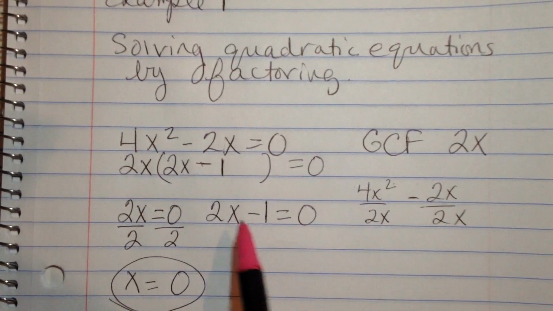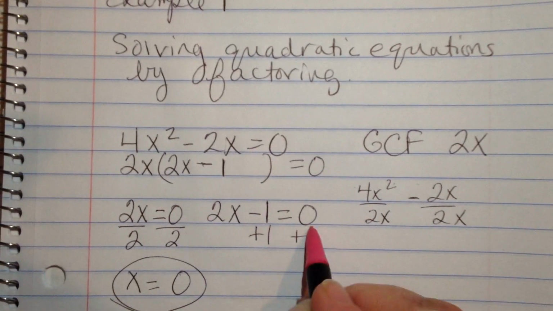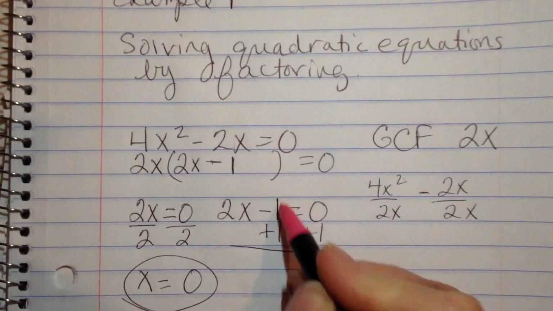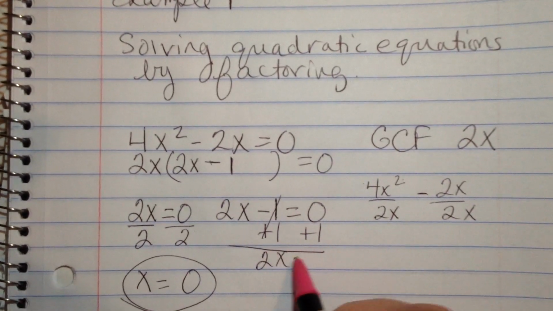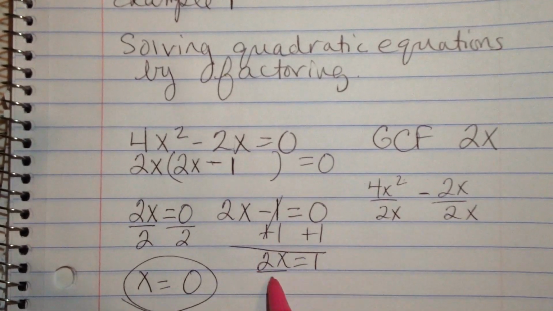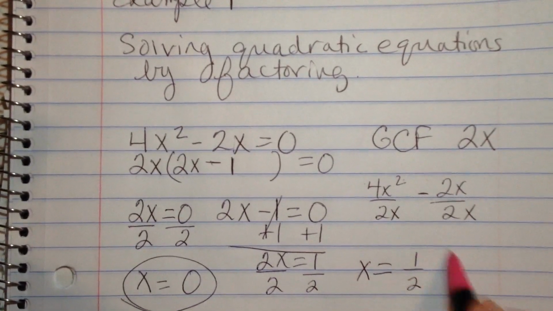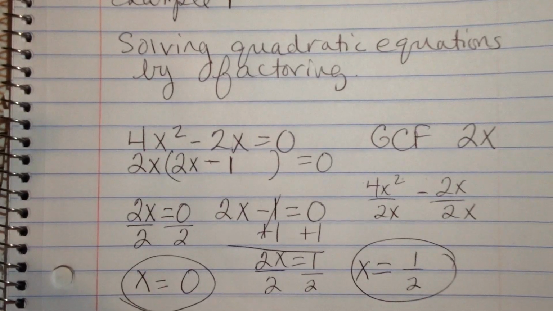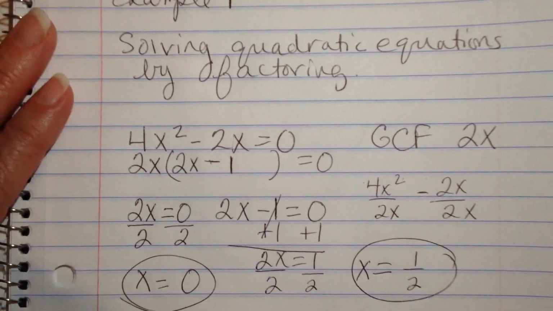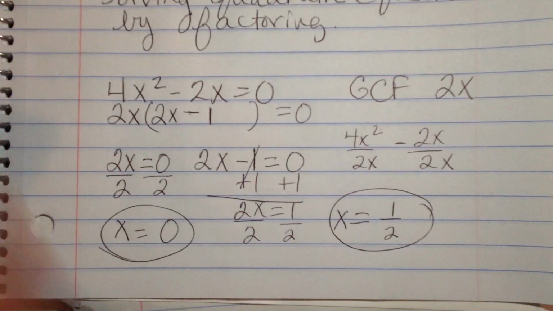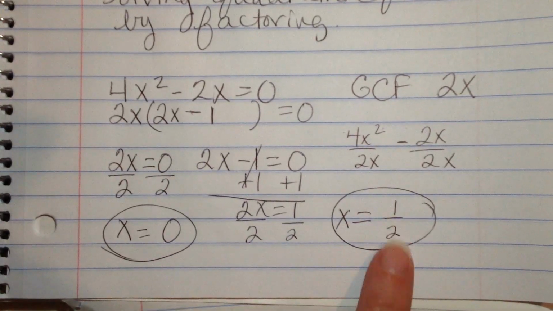Solve for x in this equation. Add 1 to both sides. When you add 1 to both sides, you end up with 2x equals 1. Divide both sides by 2. Therefore, x equals 1/2. So the answer to this quadratic equation that we solved by factoring was 0 and 1/2.